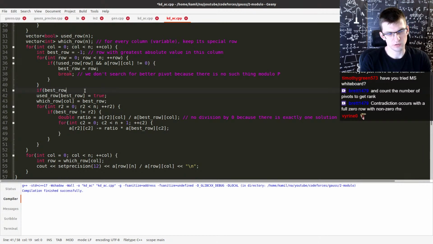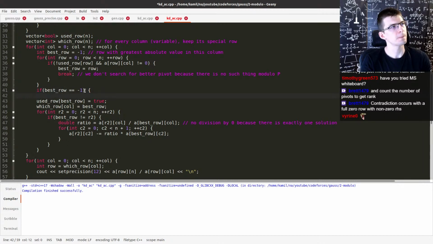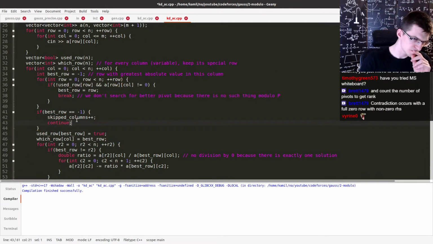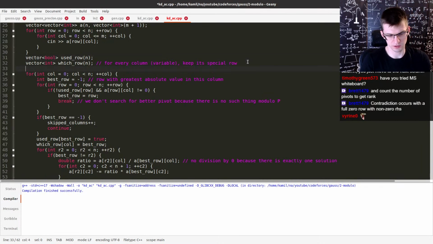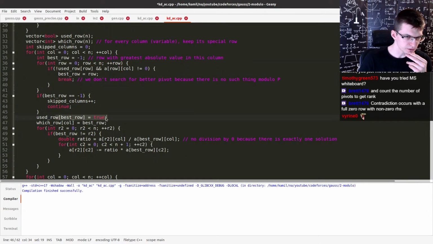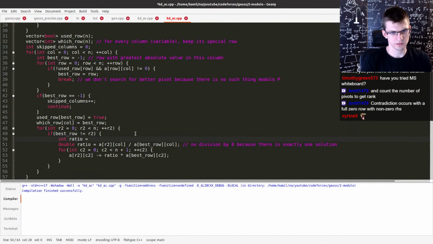If best row is equal -1, skipped columns ++, continue. And I will count skipped columns. Otherwise, this row is this. This should mostly work. Here we should say that ratio is multiplication of this and the inverse of that. Or I should just say division.